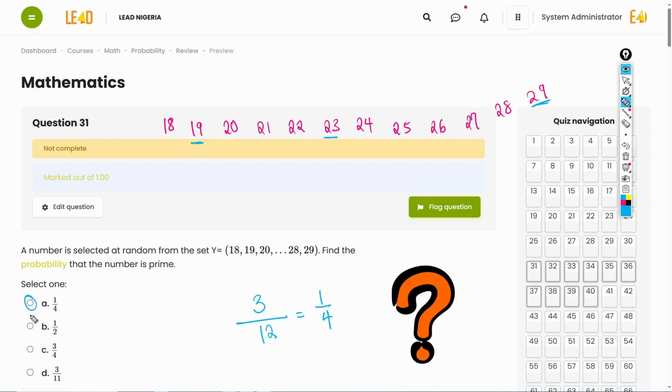That's A. Now some people could have easily taken 3 out of 11, and the reason you'd be wrong is because there are actually 12 numbers in the set. If you just did 29 minus 18 to get the number of numbers in the set, that would give you 11. But when you count, it's actually 12. So it's that difference plus 1. The range plus 1 will give you the actual number of numbers in the set. Let's count again: 1, 2, 3, 4, 5, 6, 7, 8, 9, 10, 11, 12. So the correct answer is 1 out of 4, A.